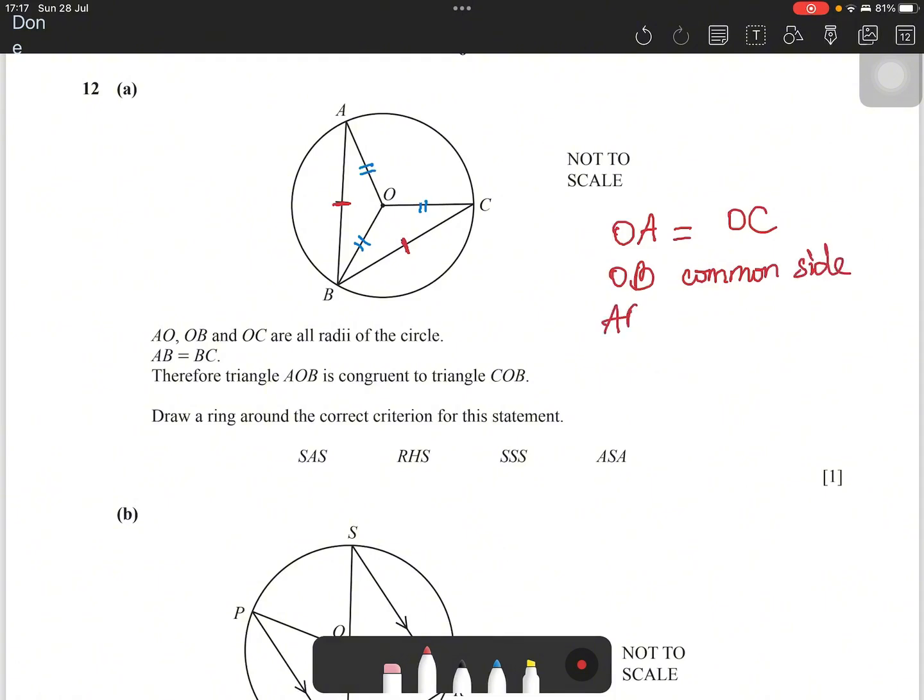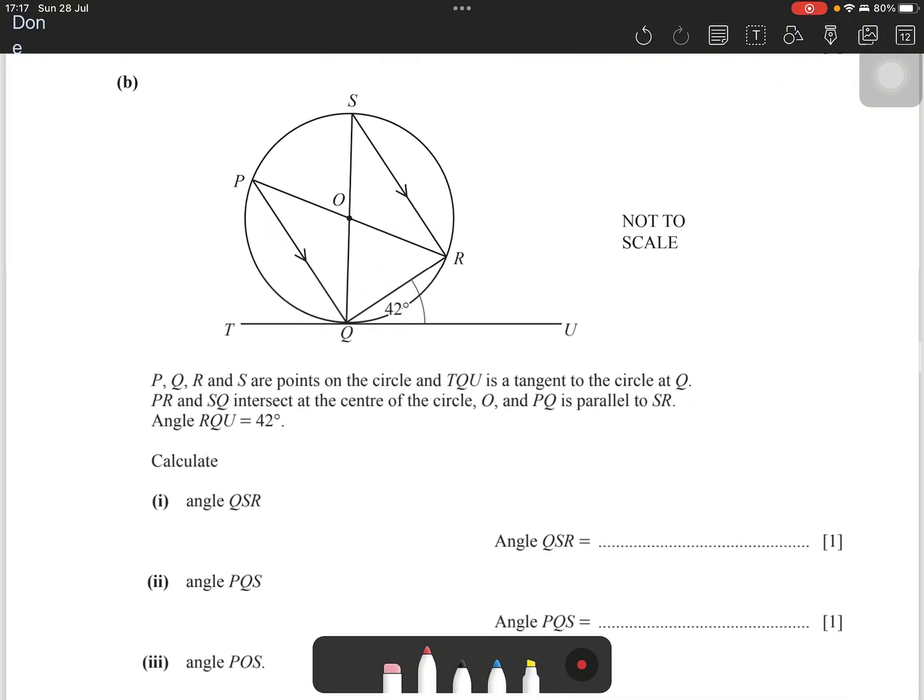And AB is equal to BC. This is given in the question. So they have three pairs of equal sides. So we choose this one, side. B.